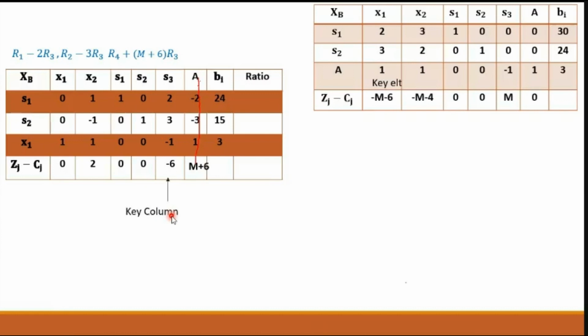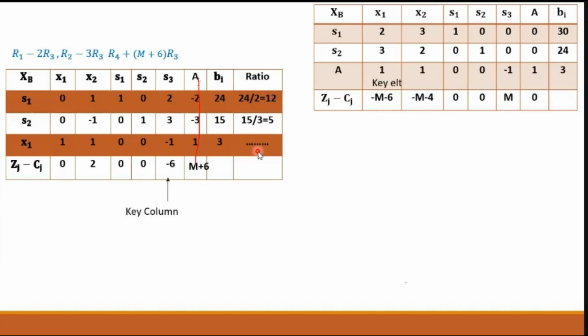Consider the ratio. In the key column, see for positive numbers. If there are any negative numbers, do not take the ratio. So first one will be 24 upon 2, that is equal to 12. 15 upon 3, that is equal to 5. The third element is negative, do not take any ratio. That is going to be dash.